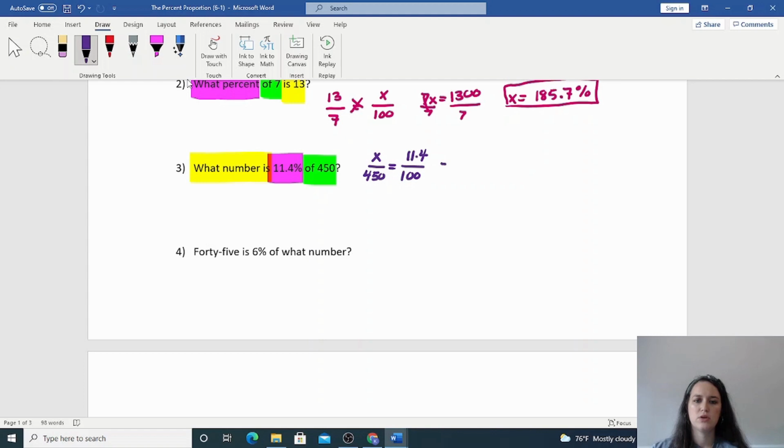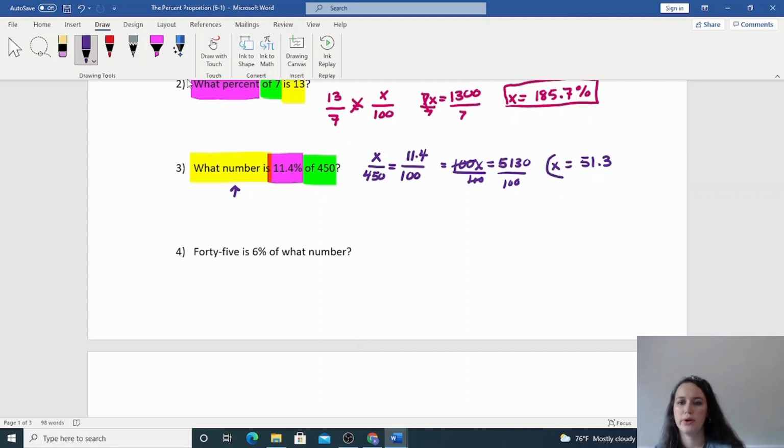All right, let's go ahead and solve it. So I have 100x equals, calculator time, 11.4 times 450 is going to be 5,130. Divide all of that by 100. And then x is going to equal 51.3. So that is my part.